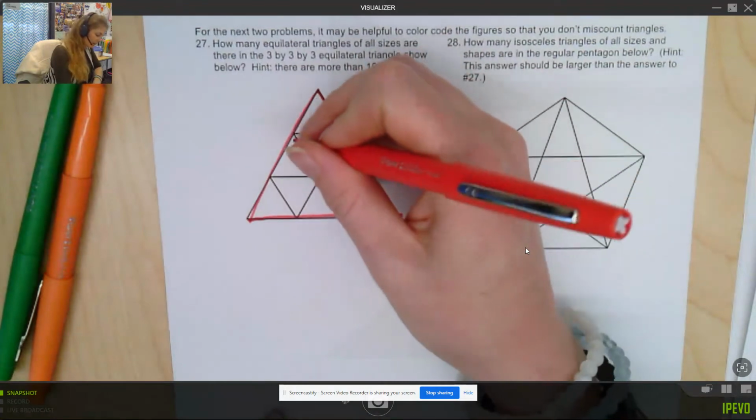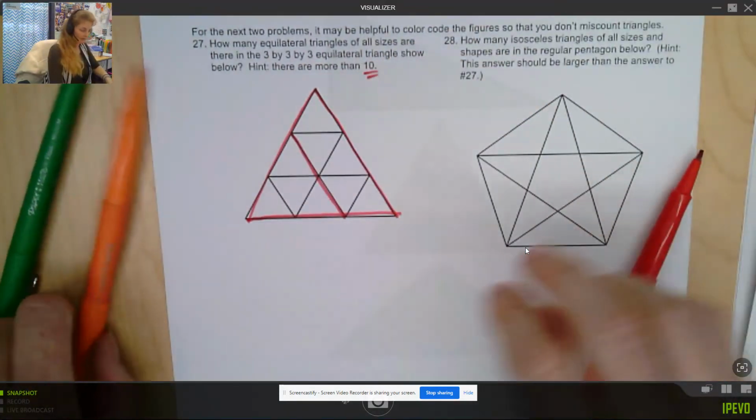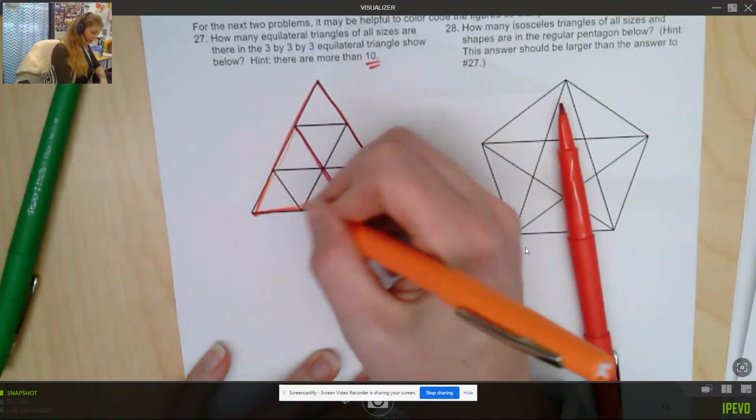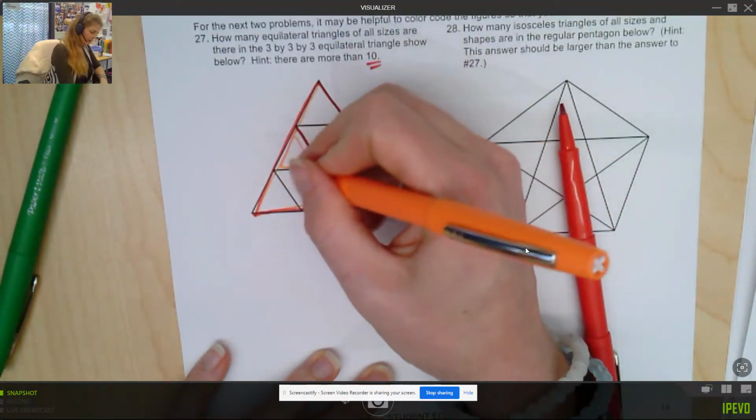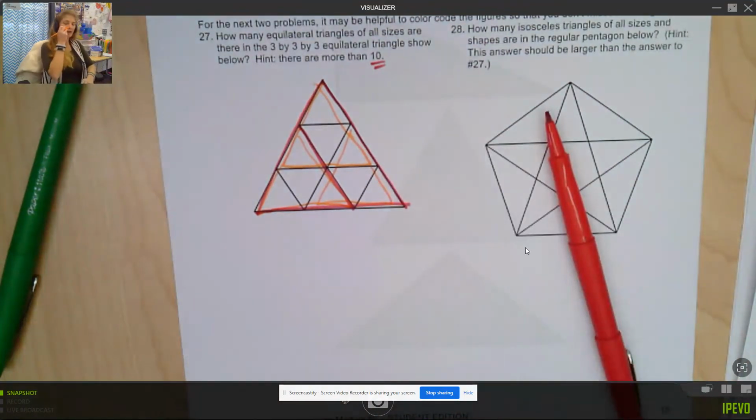and the 3 medium ones, so like here's one, here's a medium one, here's a medium one, and here's a medium one. So already I have 4. And then maybe you can start counting the smaller ones. So what do you think? How many same size equilateral triangles can you find?